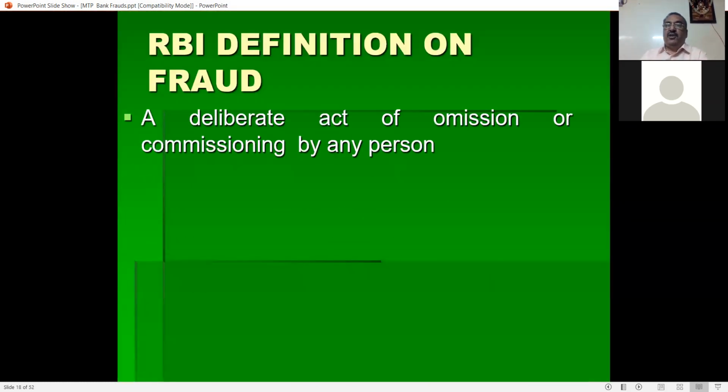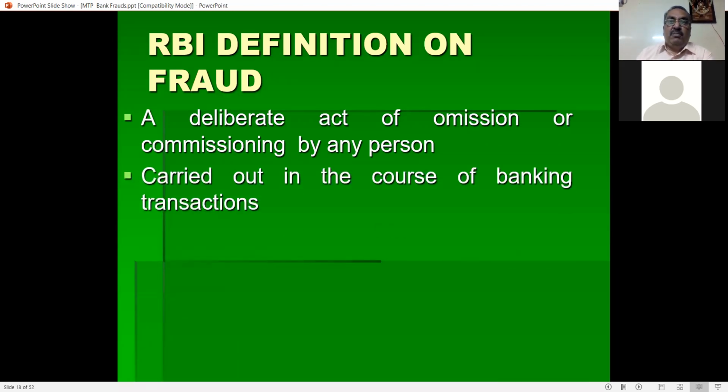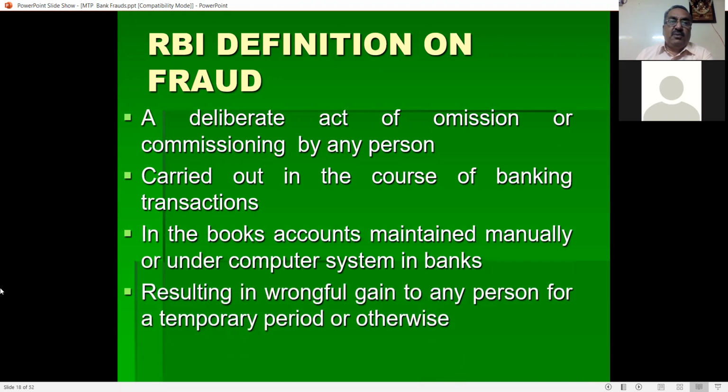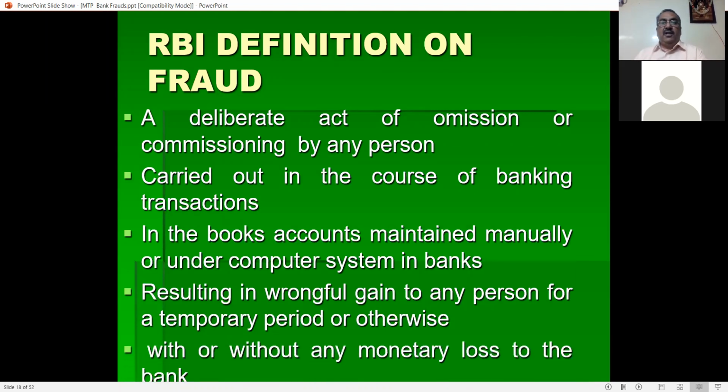So the RBI definition, what is a fraud? It's a deliberate act of omission or commission by any person, carried out in the course of banking transactions and in the books of accounts maintained manually or under a computerized system, resulting in wrongful gain to any person for a temporary period or otherwise, with or without any monetary loss to the bank.